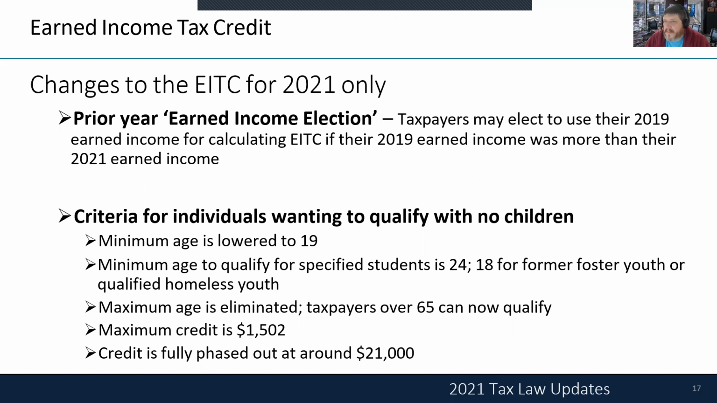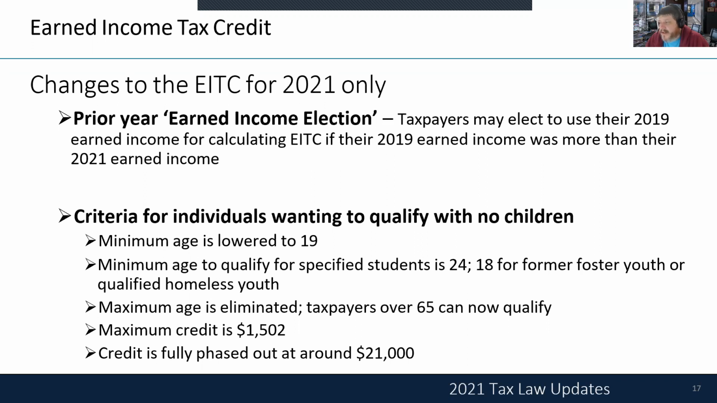So a couple of other minor-ish modifications. I mean, it could be big. The criteria for individuals who qualify for EIC with no children has changed. The minimum age has been lowered to 19. It used to be 25. Now, again, this only applies to taxpayers who do not have any dependents.